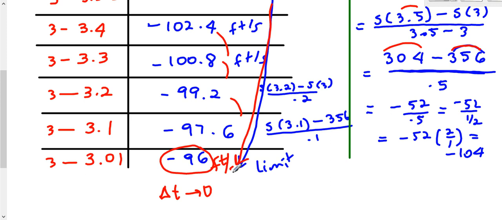So at the moment, with the numerical approach, it looks like the instantaneous rate of change is going to be negative 96. Now, if you're saying this was a lot of work, do we have to do this every time? The answer is not necessarily. If they don't ask you to fill out a table, you don't have to do this. There is actually a formula to find the derivative, which I'm about to show you.